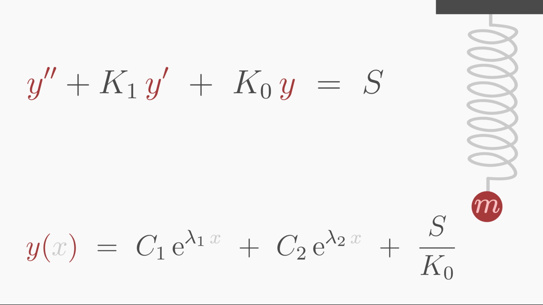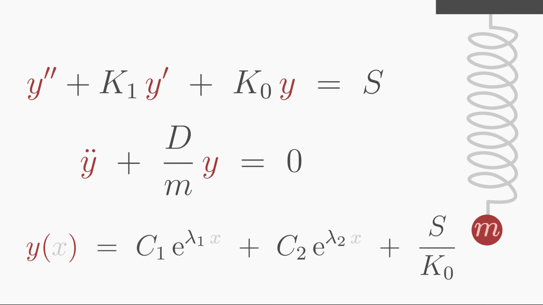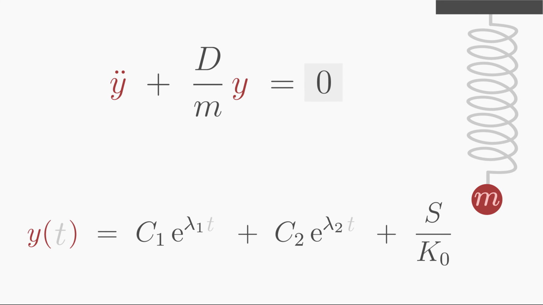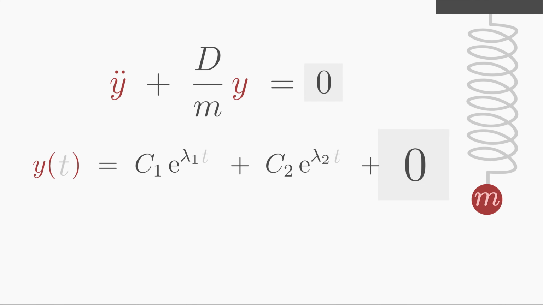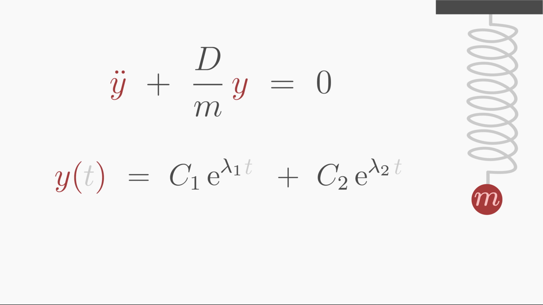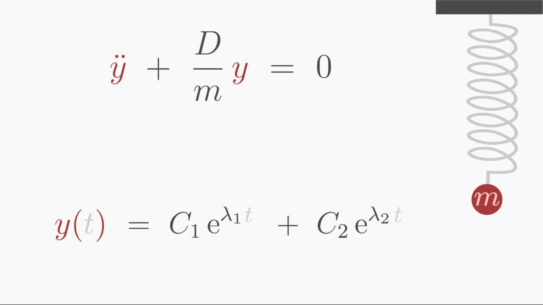Do you remember the differential equation for the oscillating mass? This is a second-order differential equation with constant coefficients. The perturbation function is zero. That means we only have to find out the homogeneous solution. And we do that with the exponential ansatz we just learned.